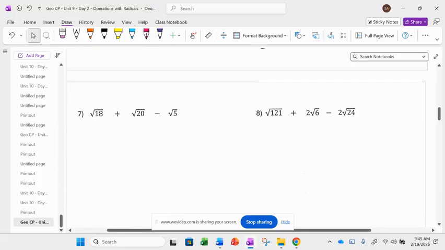All right, for number 7, none of them have the same radicand. None of them have the same number underneath. But there's a difference with number 7 and all the ones we just previously did. What's the difference? What can I do here?